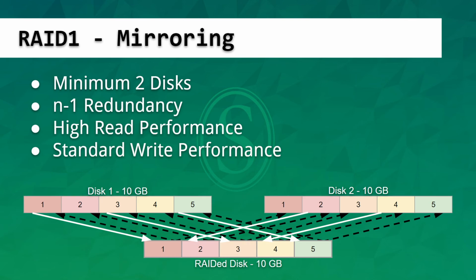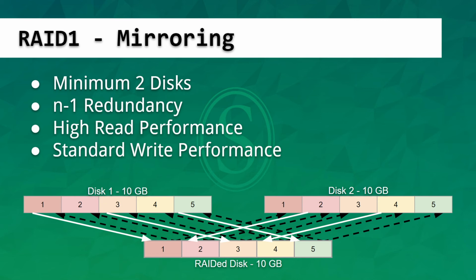Now we talk about RAID 1. Now we're starting to get into a little bit of different territory where we're starting to see redundancy. There's a minimum of 2 disk requirements. I didn't put it on the last one, but RAID 0 technically needs a minimum of 2 disks to be a RAID set, to be raided. You need multiple disks.